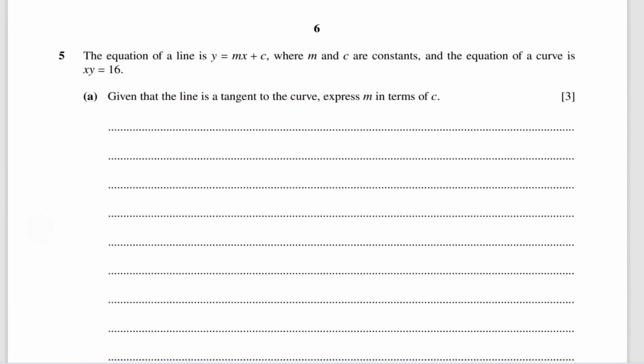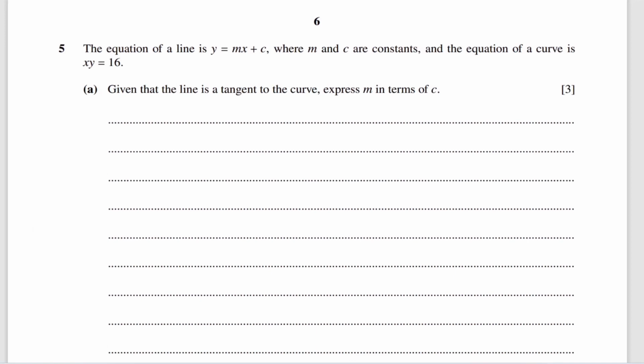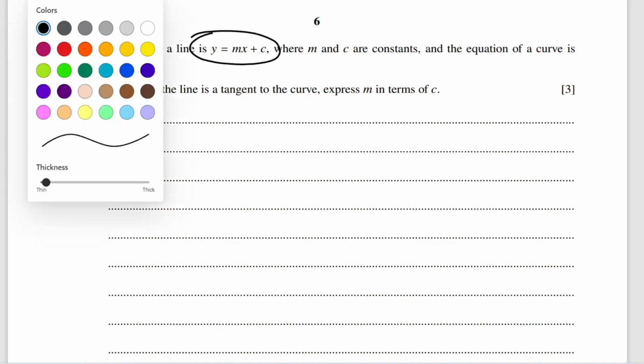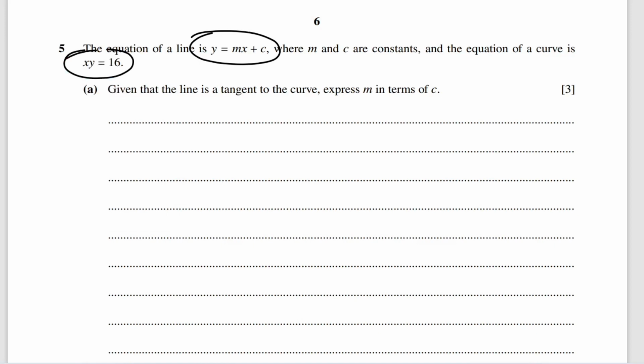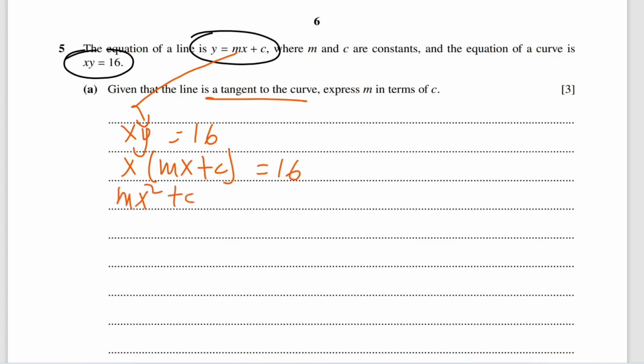All right, so this is a good question that we need to do. Let's use a bright color. We are told they are tangent, so we solve it. So we have xy equals 16. Let's substitute this y right here. So we have x into mx plus c equals 16. So you have mx squared plus cx minus 16 equals 0. So this is what we have.